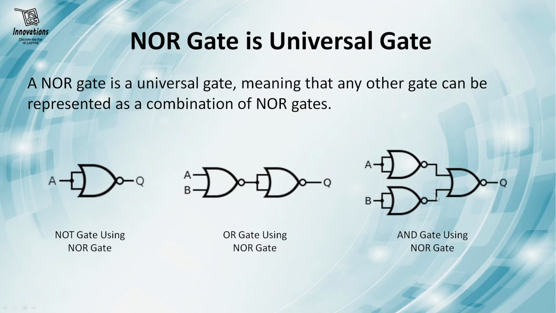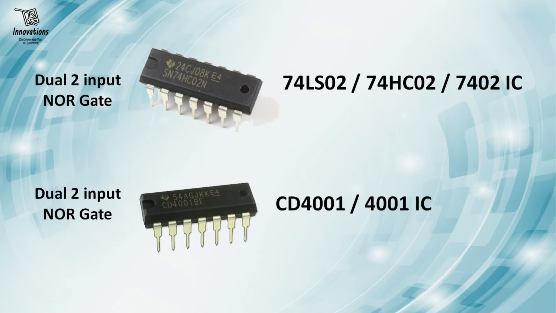We will come to the practical demonstration of these implementations in our upcoming videos, and there we will discuss in detail how we can implement AND gate, OR gate and NOT gate using NOR gates. Now let us have a look at the ICs which we are going to use as the two input NOR gate in today's video. One is 74HC02 IC, which is a dual two input NOR gate, and another IC is CD4001. This is also a two input NOR gate.